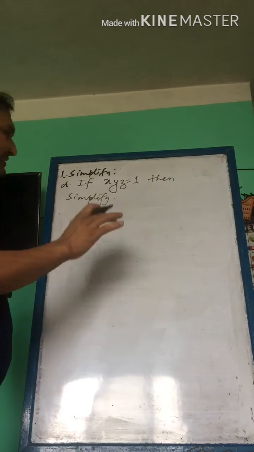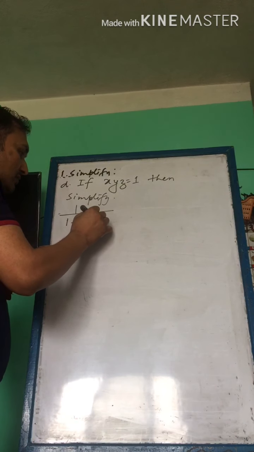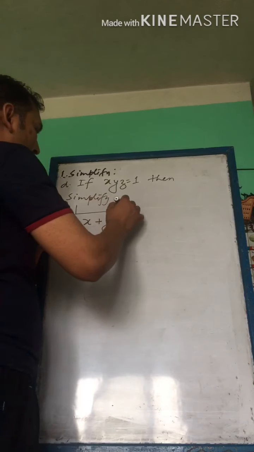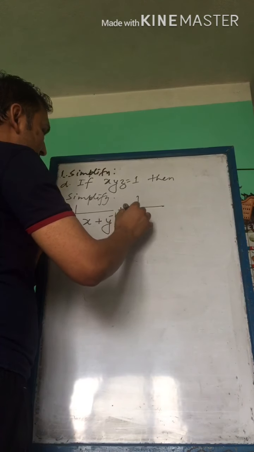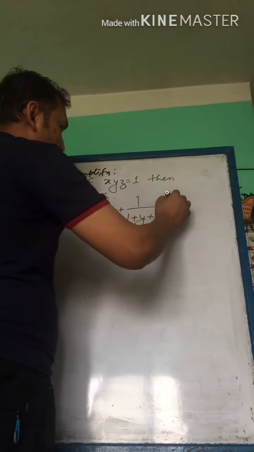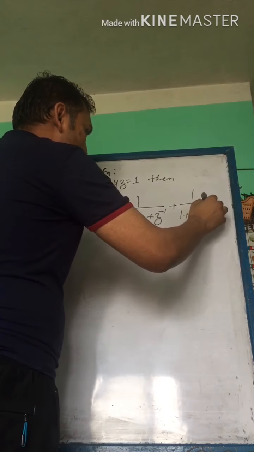What will be this? 1 upon 1 plus x plus y to the power minus 1, or y inverse, plus 1 upon 1 plus y plus z inverse, or z to the power minus 1, plus 1 upon 1 plus z plus z and x to the power minus 1, or x inverse.